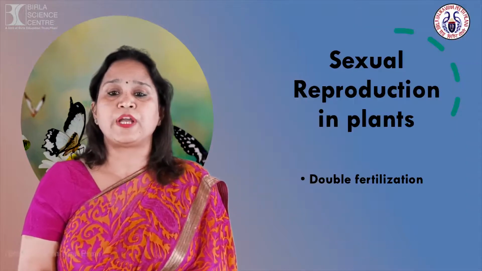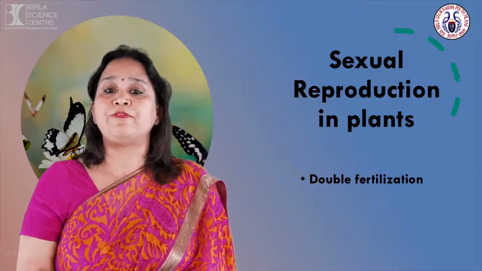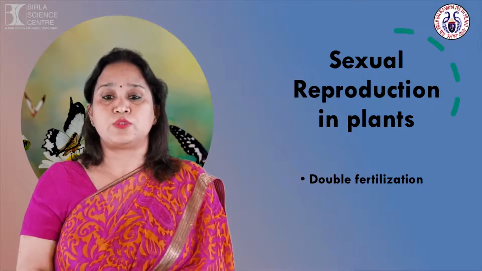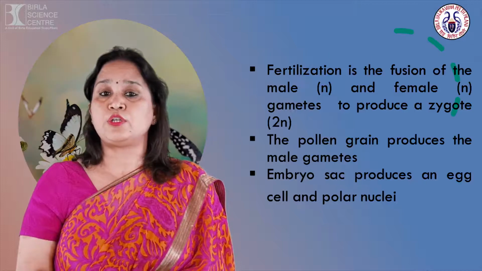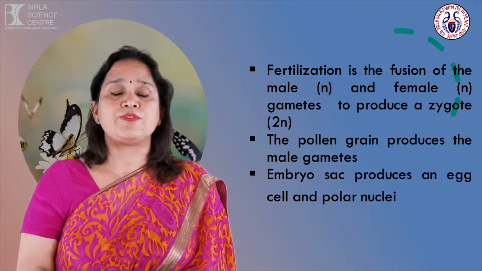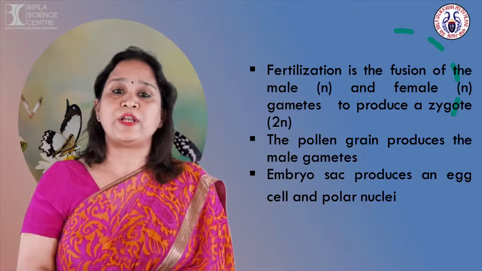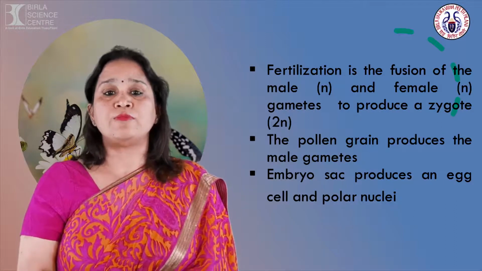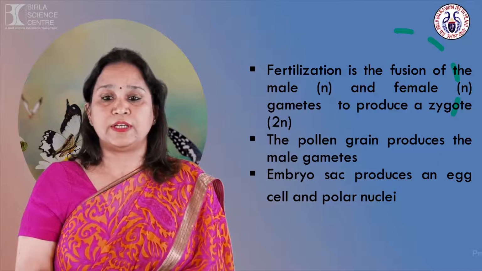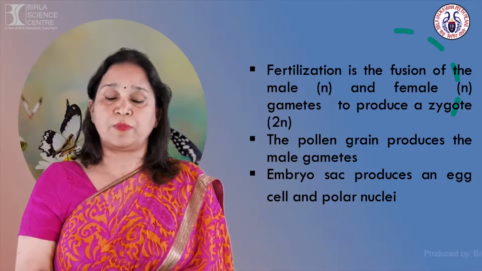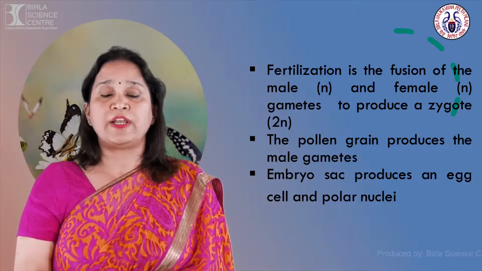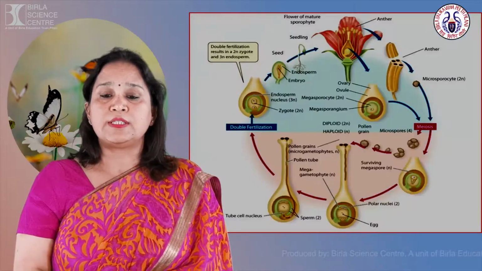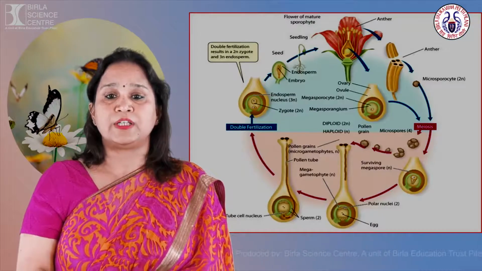Now sexual reproduction in plants. We call it double fertilization because two fusions take place during this course. The first is the fusion of male and female gametes. As we all know, male and female gametes are both haploid cells, and when they get fused they form a zygote, that is a diploid cell. The other fusion also takes place, in which the second male gamete fuses with the two polar nuclei. This is the cycle of the angiosperm plant's flower.